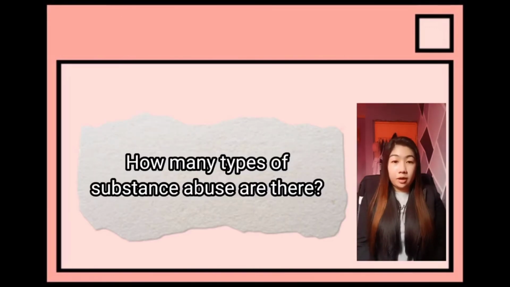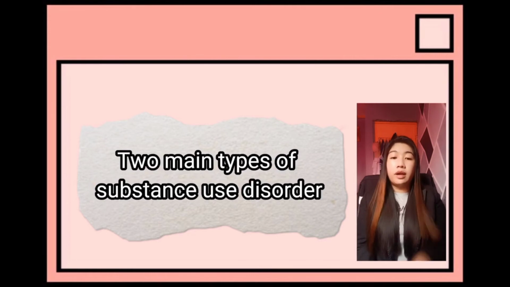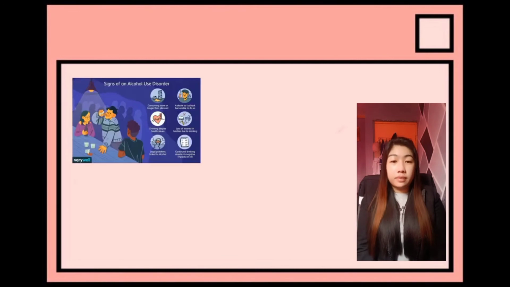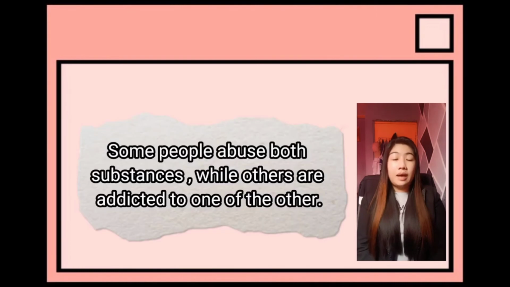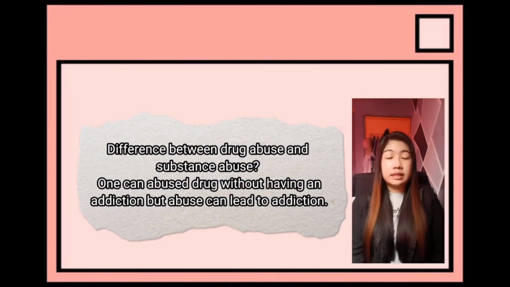How many types of substance abuse are there? There are two types of substance use disorders. The first one is alcohol use disorders, and the second one is drug use disorders. Some people abuse both substances, while other people are addicted to one or the other. Difference between drug abuse and substance abuse: one can abuse drugs without having an addiction, but abuse can lead to addiction.